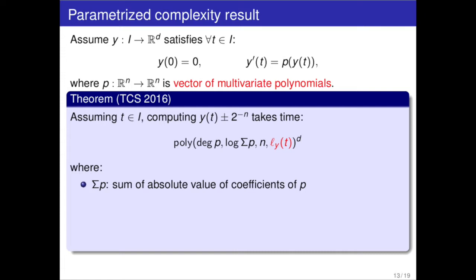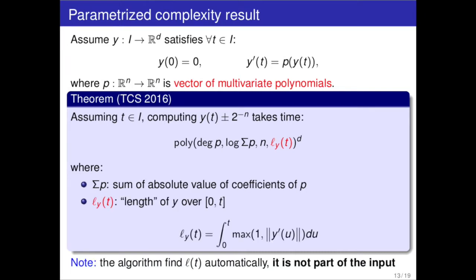The theorem is the following. Assuming T is T for any, even if I is unbounded, okay, I is not compact, I is arbitrary, can compute y of t with n digits in time polynomial in some parameters of the input. So there's the degree p, there's the absolute value of the coefficient of p, and a parameter L, which is basically the length of the solution curve from 0 to t.